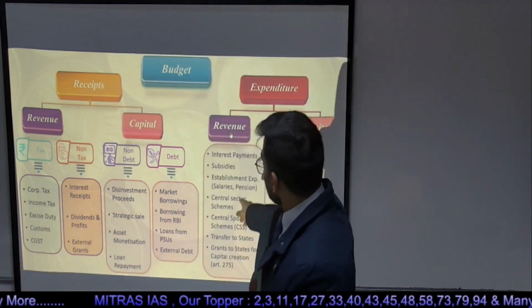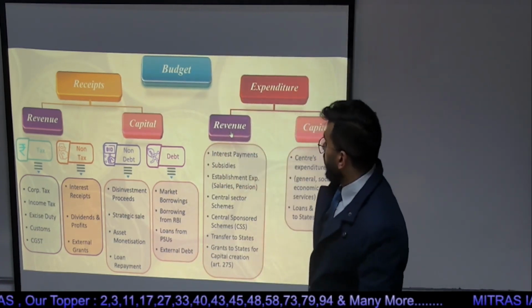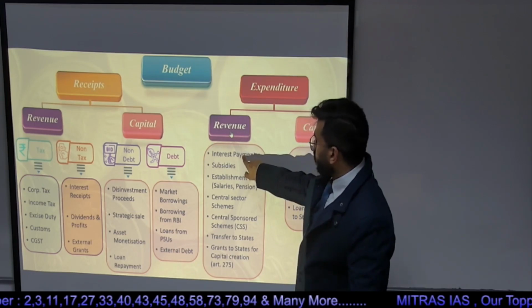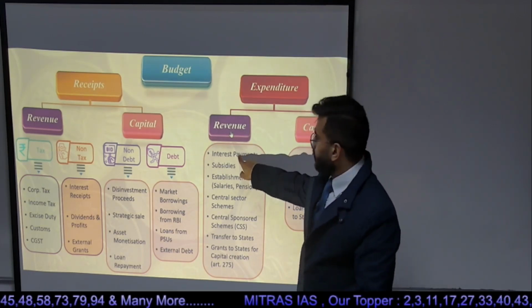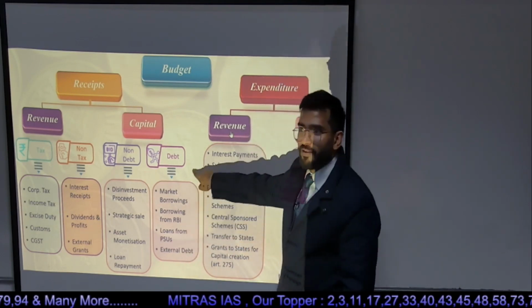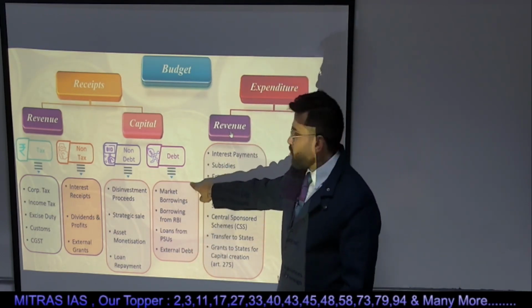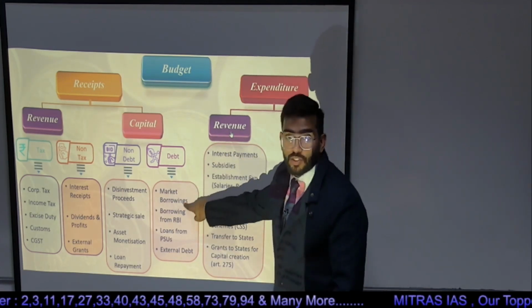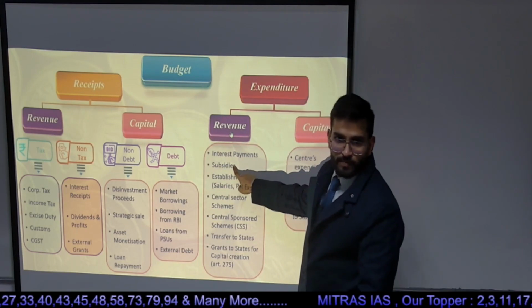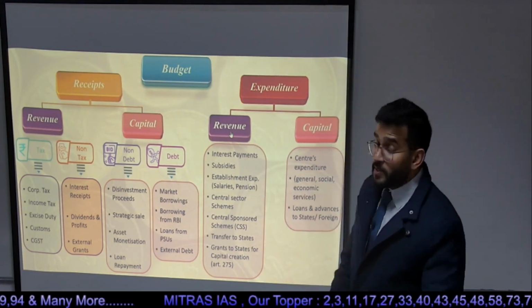So this is your interest payment, which is a huge chunk. And this is the source of it. If you are borrowing, you have to pay for it. So these two sides are related to each other. Understood? Then the next thing is subsidies.